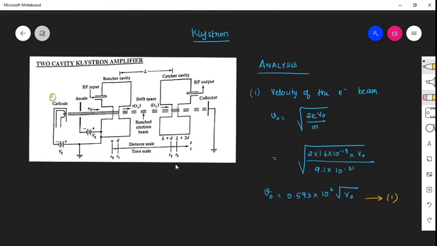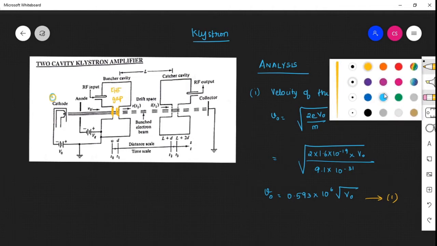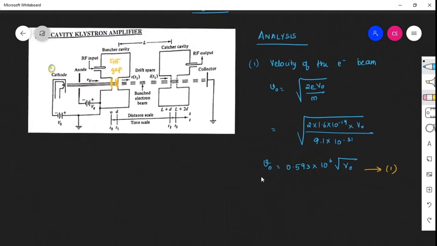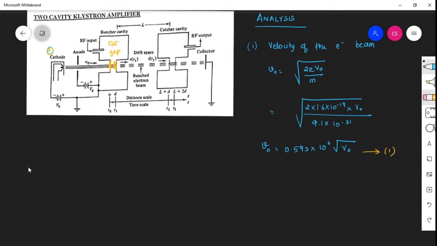Next, when you observe in the diagram, the electrons pass through a particular space which is called the Buncher gap. So we need to first know for what amount of time the electron stays in this gap, because here, because of the EMF induced, the velocity of the electrons gets modified. So next we will find out the transit time of electrons in the Buncher gap.